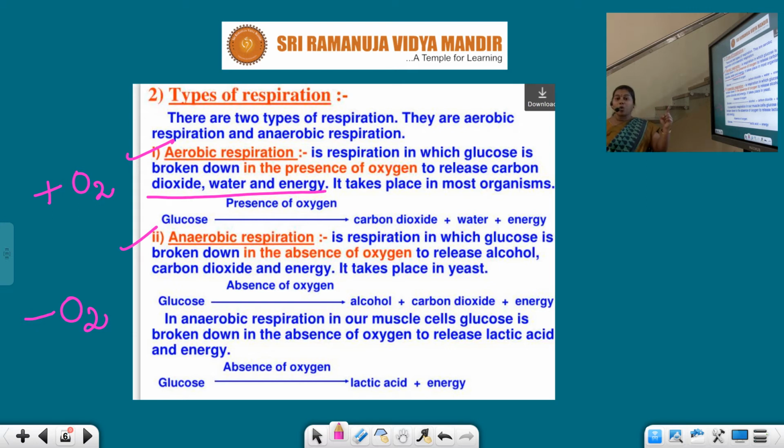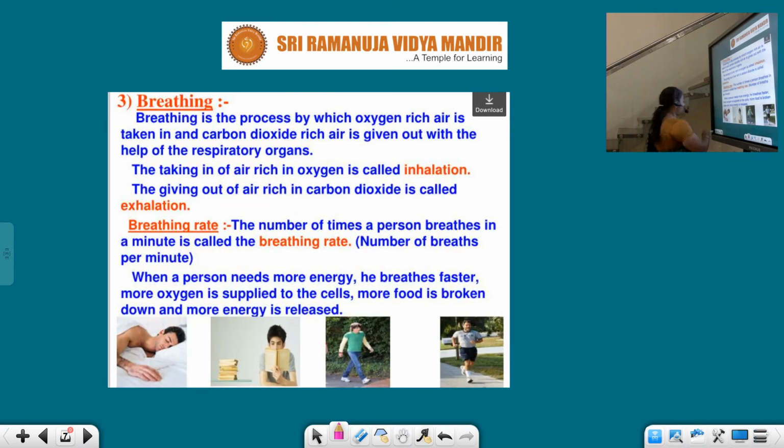Now let us see the second type of respiration, that is anaerobic. Anaerobic means in the absence of oxygen. It is the respiration in which glucose is broken down in the absence of oxygen to liberate alcohol, carbon dioxide and energy. It takes place in yeast.